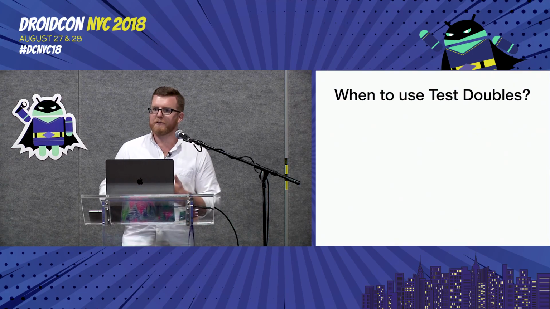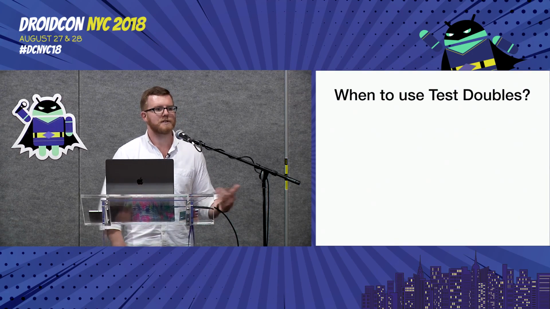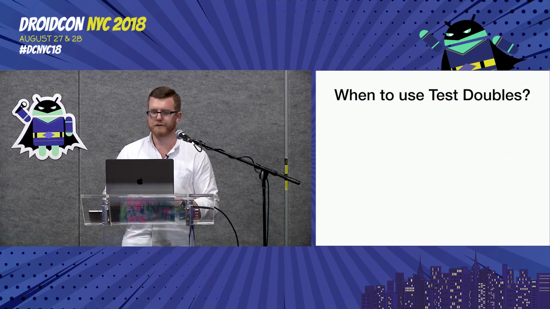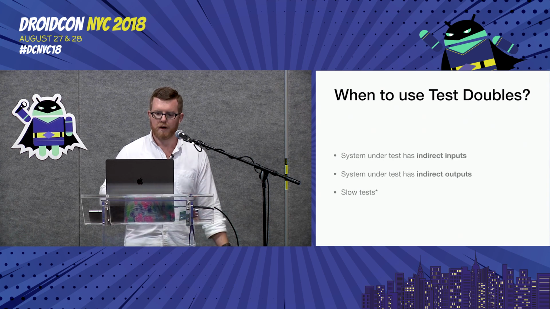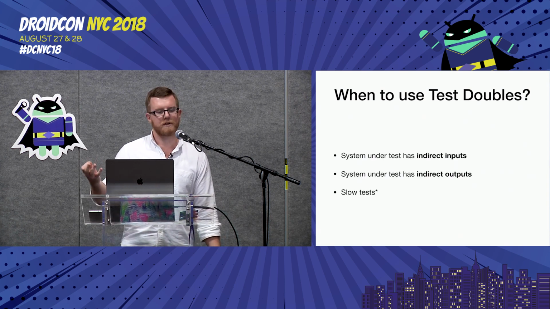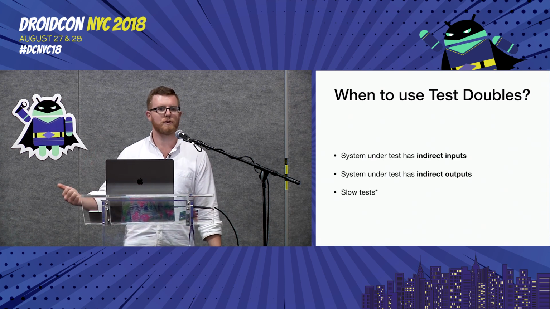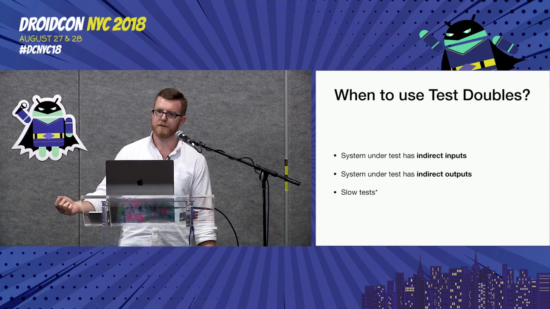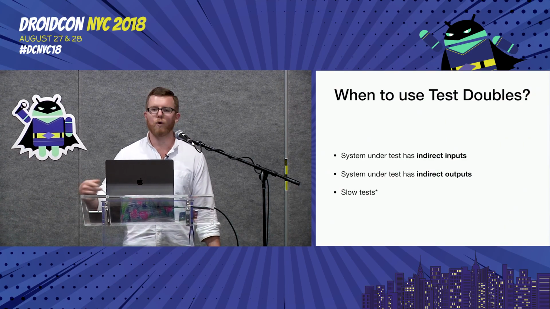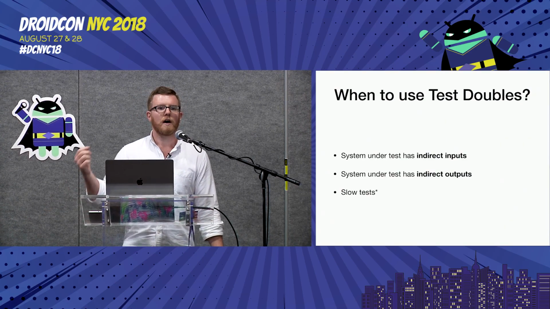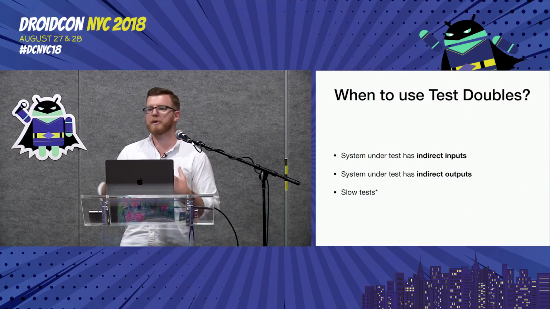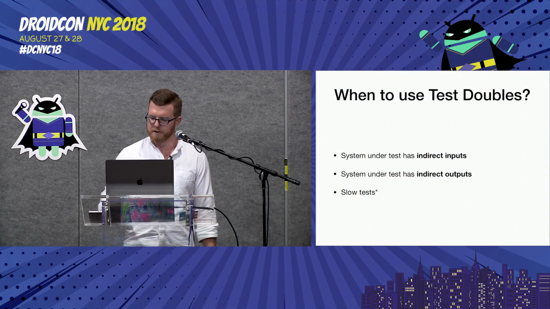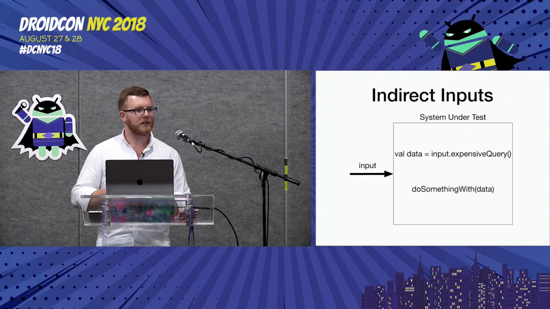So this leads me first off into when you are going to use test doubles in your applications. When are you going to use these in your tests? Well, there are three different cases here. You will use them when your system has indirect inputs, indirect outputs, or you have slow tests. Now, if you can't tell already, I'm a big fan of diagrams, so there's going to be a lot of those here. So something a little bit more clear.